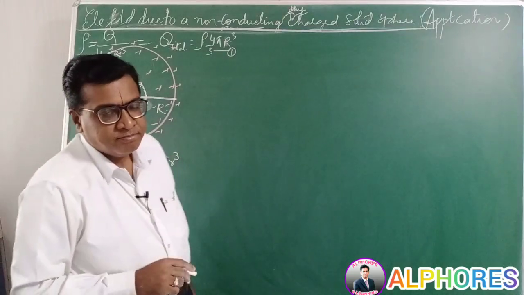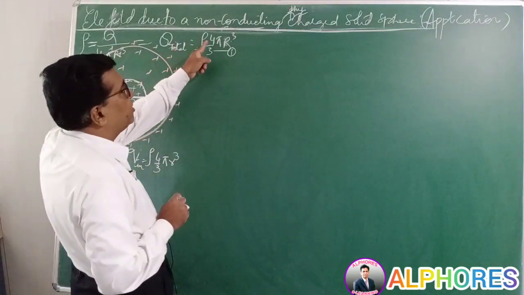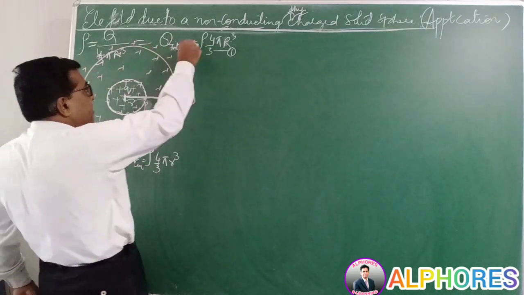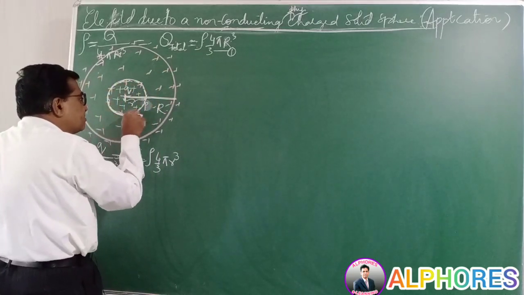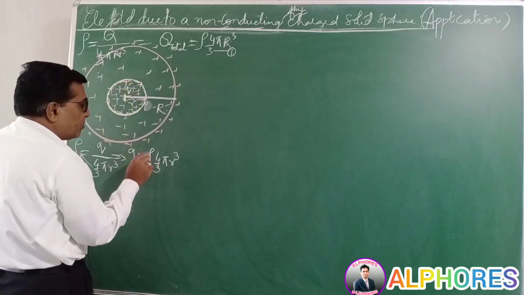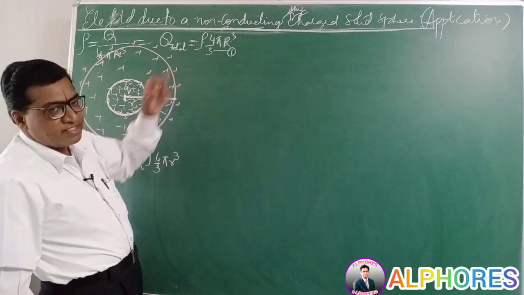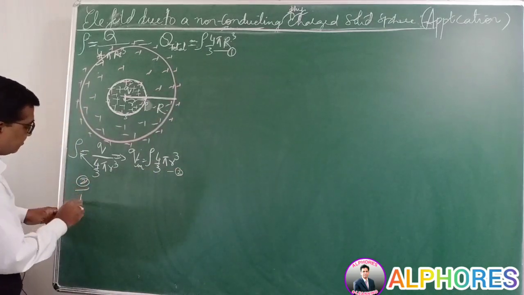So the total charge possessed by the sphere is rho into 4 by 3 pi capital R cube. The complete charge, the total charge, is this. But the charge inside the Gaussian surface is only this part, the charge inside here. Now this is rho into 4 by 3 pi small r cube. Now divide this by this. Let this be equation 2. So dividing 2 by 1.